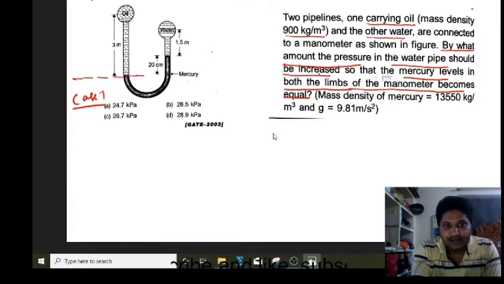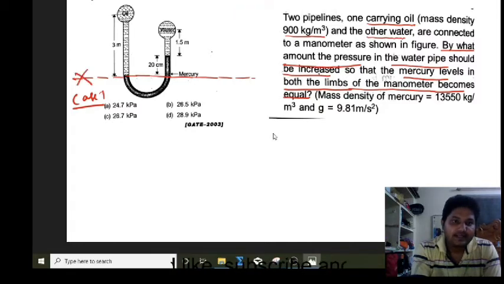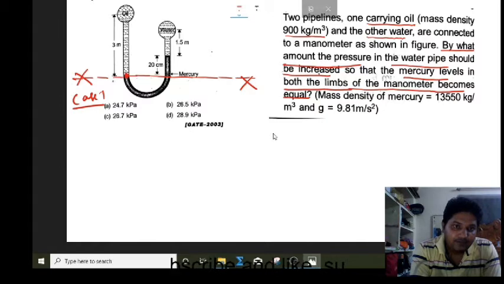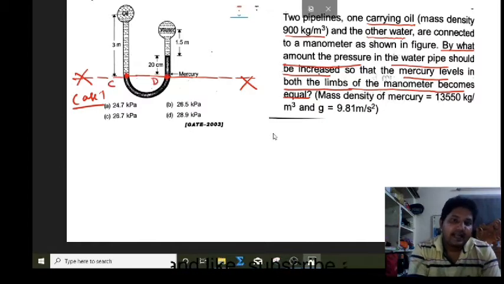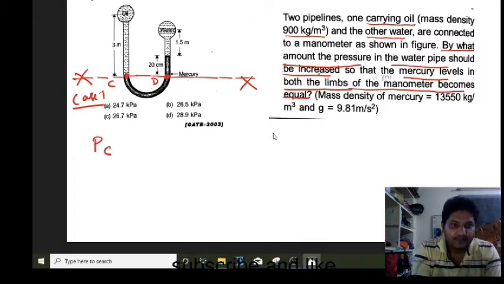It's going to be the datum line. Suppose this is my datum line. This is x, and I am choosing 2 points. Suppose this is my point C and this is my point D. Here I am writing the manometric equilibrium equation, which means the pressure at point C will be equal to the pressure at point D.